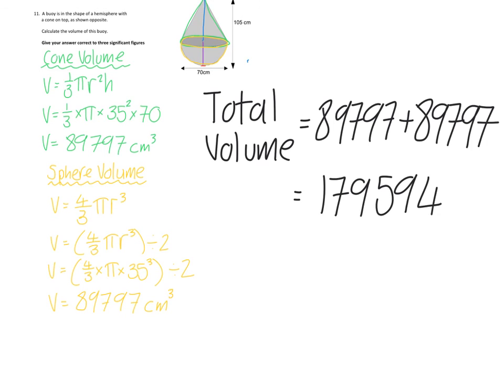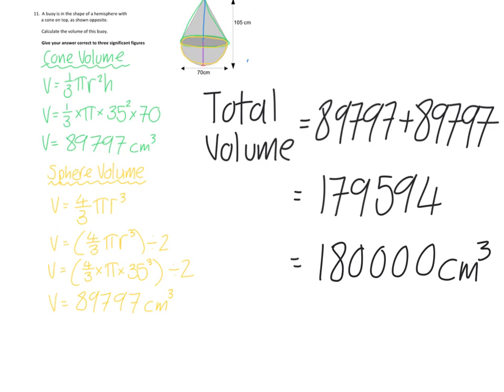179,594. Now, if we remember the wording of the question, it asked us to give our answer correct to 3 significant figures. So that's the 3 most important digits, the first 3 at the left hand side, the 1, the 7 and the 9. Because the number beside the 9 is a 5, then that means we're going to round the 9 up, so it will be 180. So we have 180 and then 3 zeros to hold the place. That then gives us our answer correct to 3 significant figures, which is 180,000 cubic centimetres. That's our answer and the end of the question.